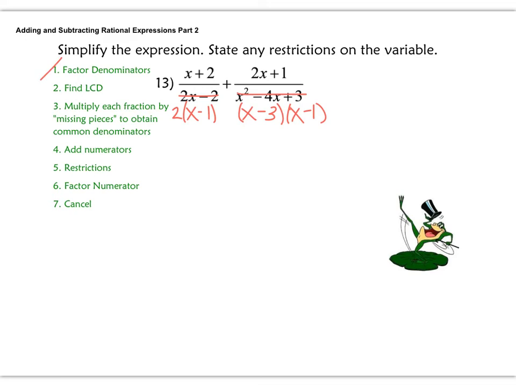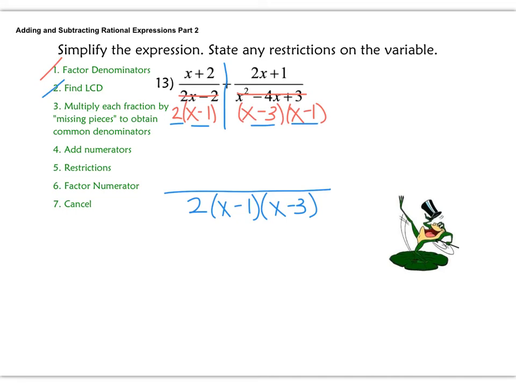That was step 1. Step 2, find my LCD. So let's see, I need a 2. I need an x minus 1. I need an x minus 3. I need an x minus 1. I already wrote that down. All right, so notice how I work right from left to right, work my way across, and I write down every single piece that I see, making sure I got them all accounted for.